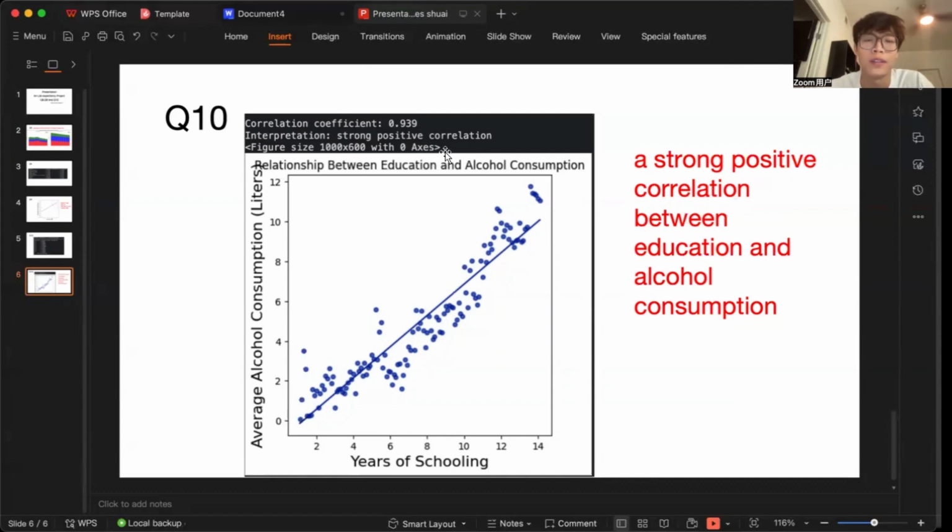It's 0.39. And this relationship likely reflects the socioeconomic factor that higher education is correlated with higher income, different lifestyle patterns, and different drinking cultures.